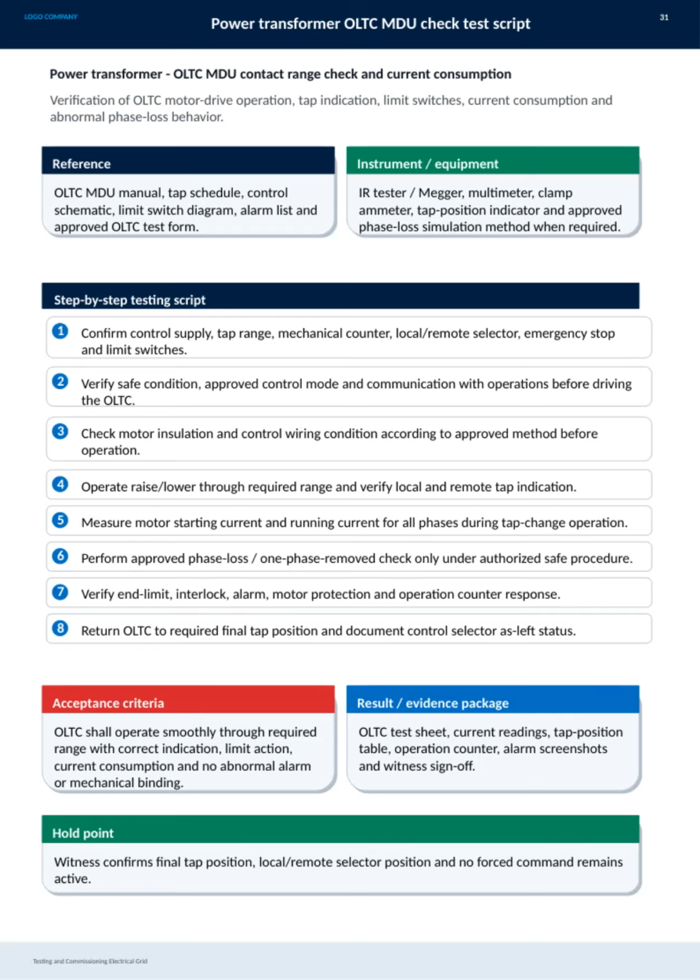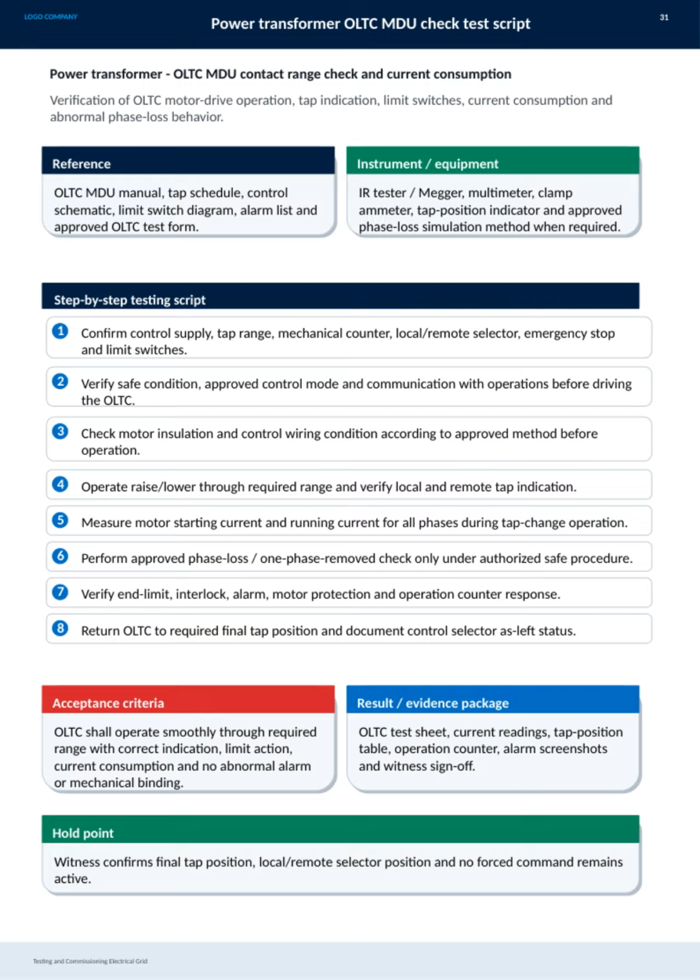This slide covers the comprehensive check test script for the power transformer OLTC MDU. The key focus is on verifying the operation of the OLTC motor drive, tap indication, limit switches, current consumption, and identifying any abnormal phase loss behavior. We use references such as the OLTC MDU manual, tap schedule, control schematic, limit switch diagram, alarm list, and the approved test form to guide our testing. For instrumentation, we rely on IR testers, multimeters, clamp ammeters, tap position indicators, and approved phase loss simulation methods when necessary. The testing follows a clear, step-by-step script.